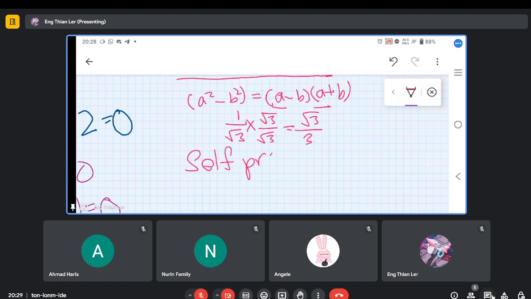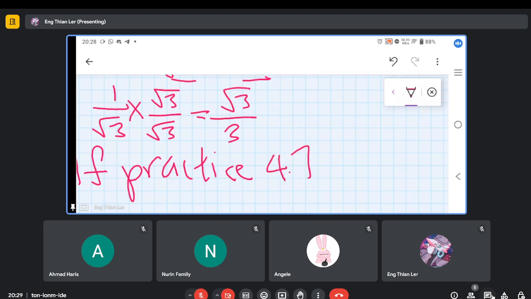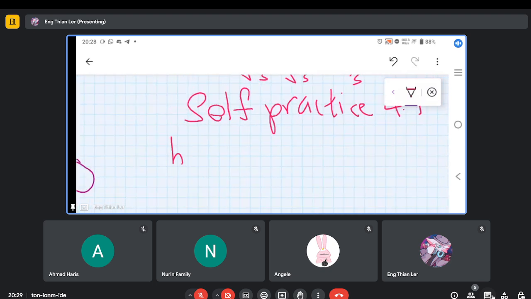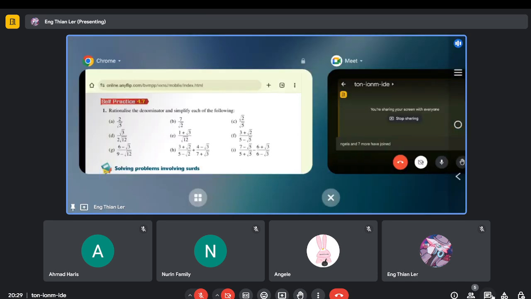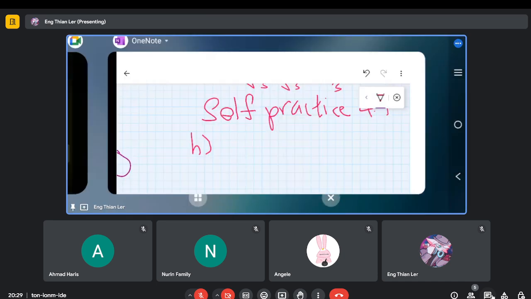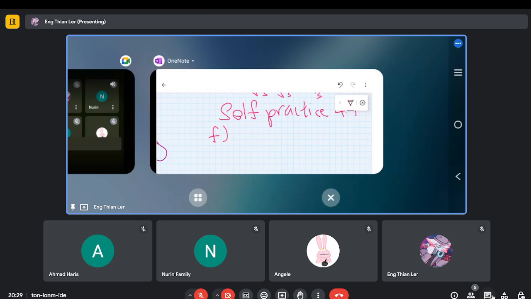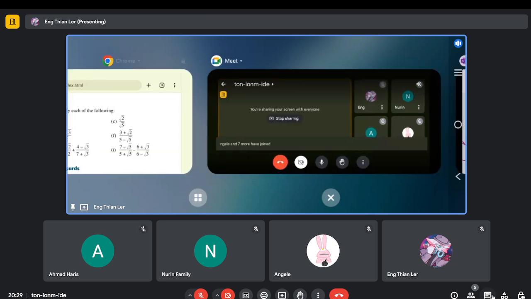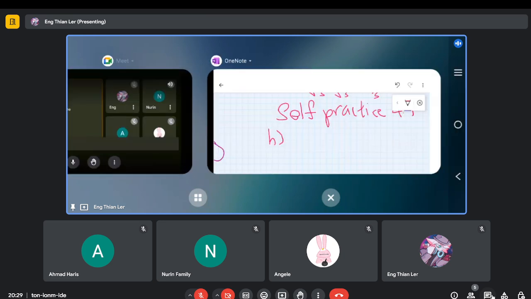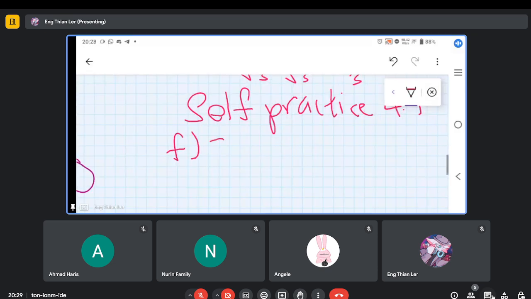So practice this, 4.7. Let's do F first. It is 3 plus root 2 over 5 minus root 5.